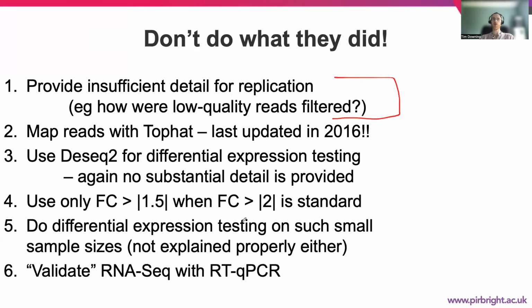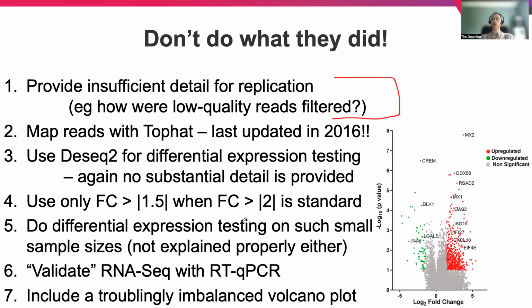Finally, they try to validate the RNA-seq with RT-qPCR, which is kind of inverted thinking, because RT-qPCR is not as sensitive as RNA-seq. We can also see this evident in their volcano plot, which is quite skewed when they're looking for changes in expression, and it kind of tells you that something is amiss.